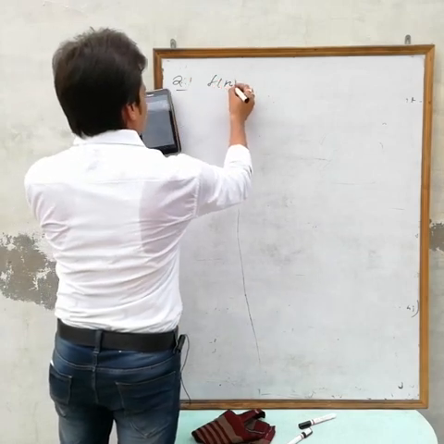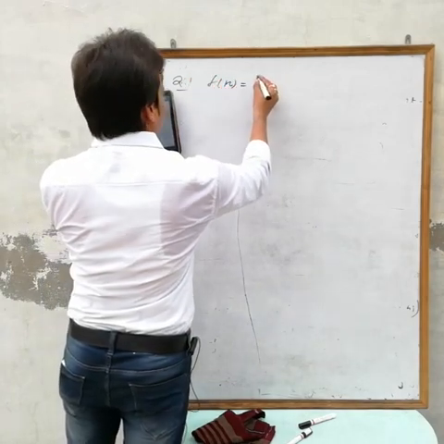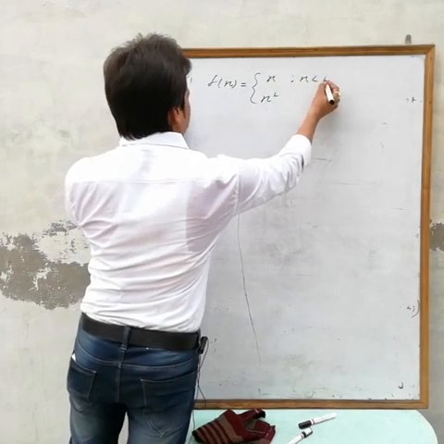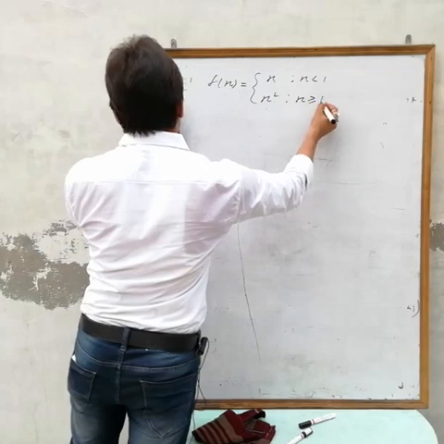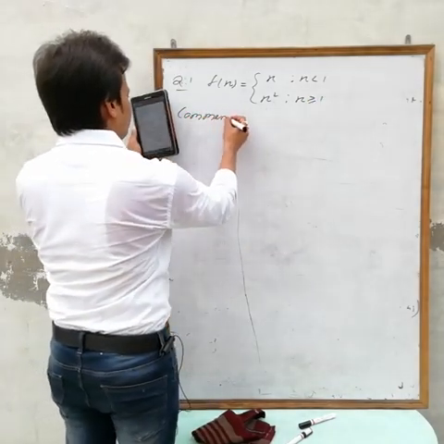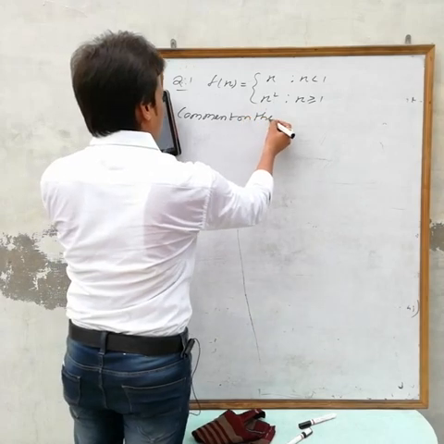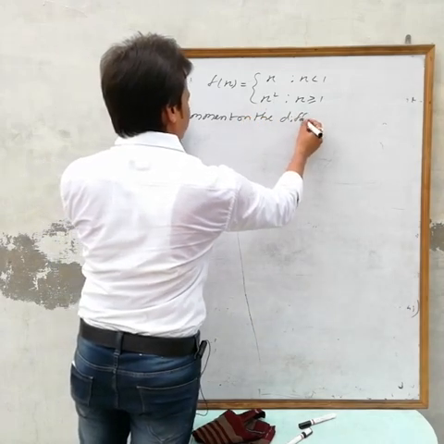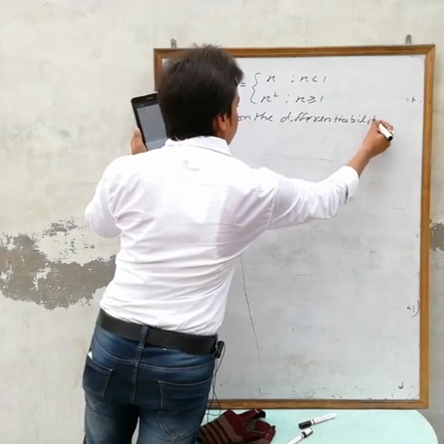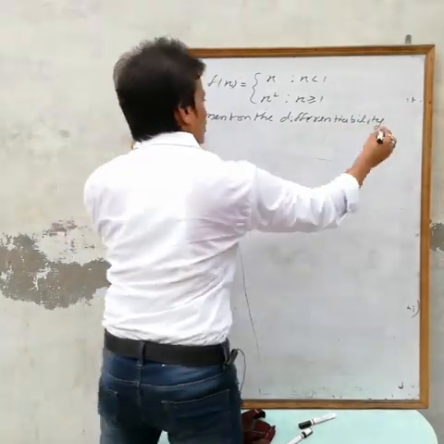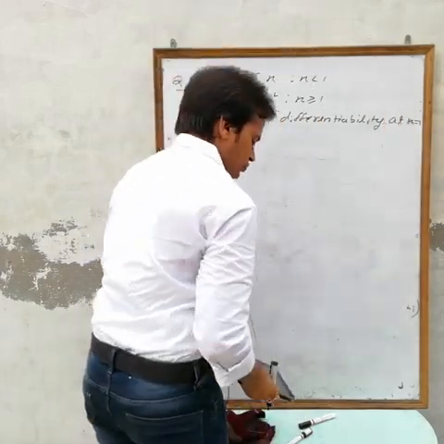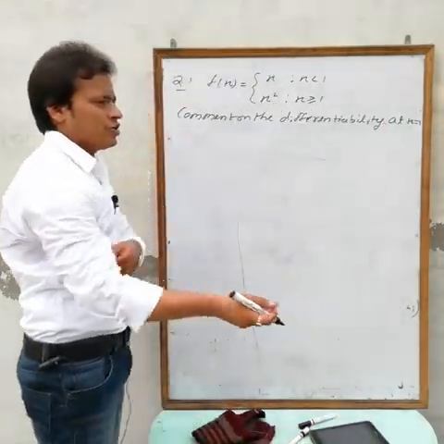f(x) is equal to x when x is less than 1, and x squared when x is greater than or equal to 1. Comment on the differentiability at x equals 1. Okay. Now see, for this question I have two options.